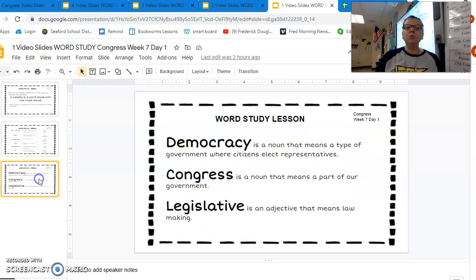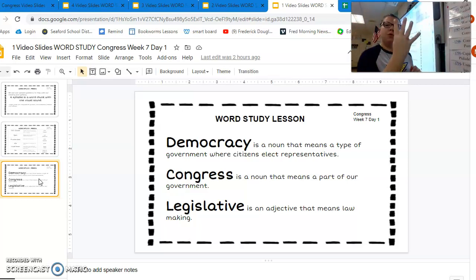So now let's look at the words that we have for our word study lesson for today. Democracy, okay, that's the first word. Democracy is a noun that means a type of government where citizens elect representatives. Let's see how many syllables we have in the word democracy.